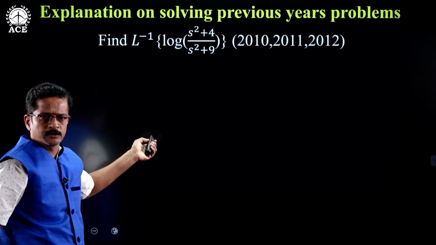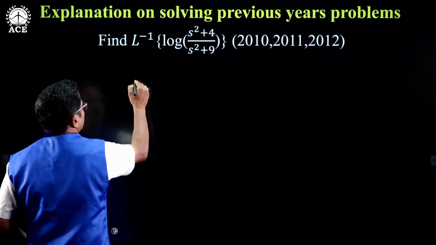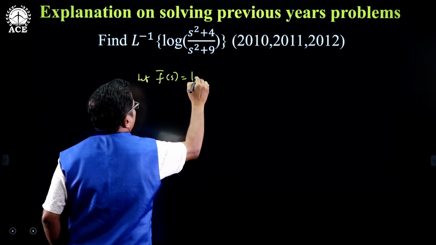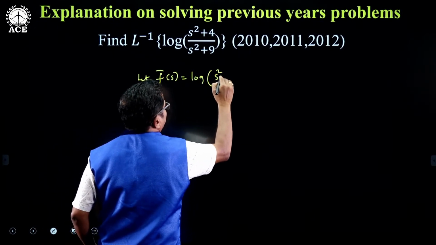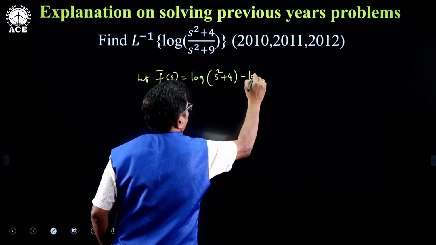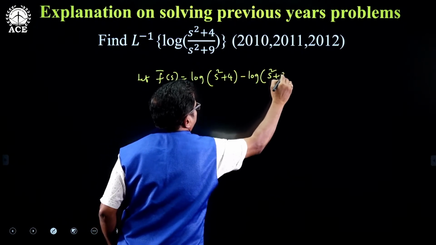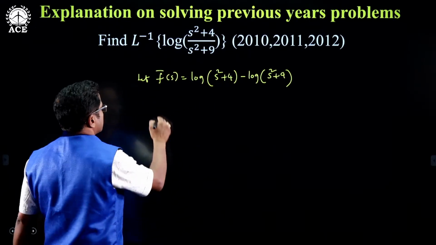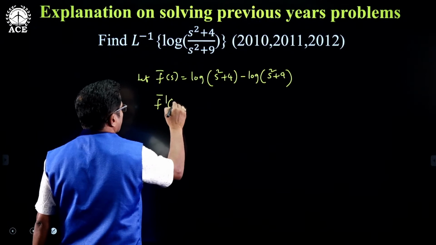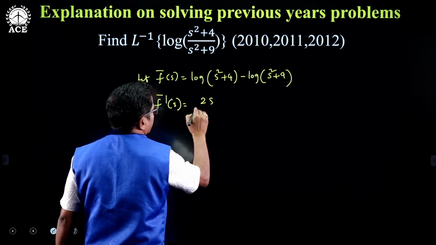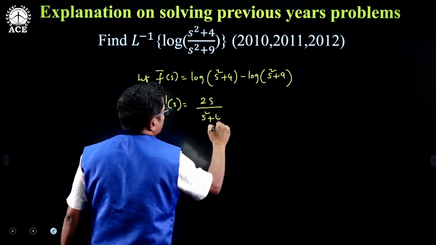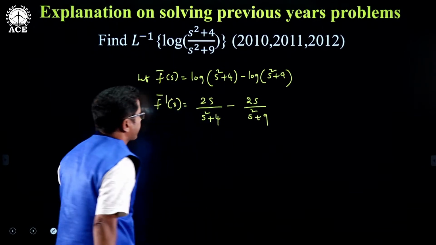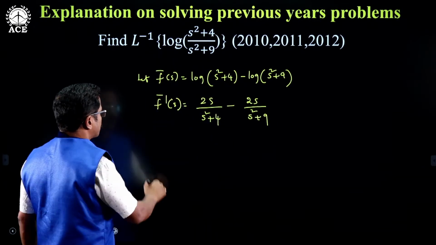Even this sum you can do in a similar way. Let f bar of s equals log of (s square plus 4) minus log of (s square plus 9). I am writing log of a by b equals log a minus log b. So f bar dash of s is 2s by (s square plus 4) minus 2s by (s square plus 9). Now you take L inverse on both sides.